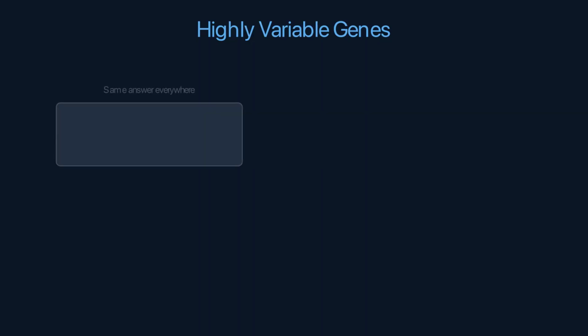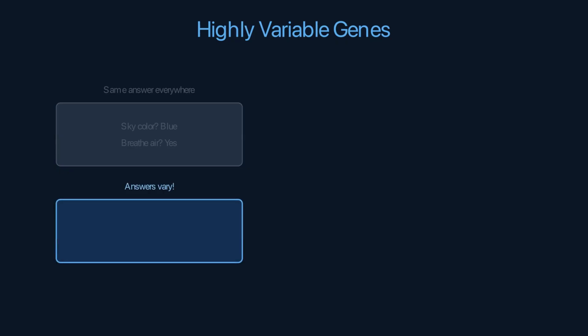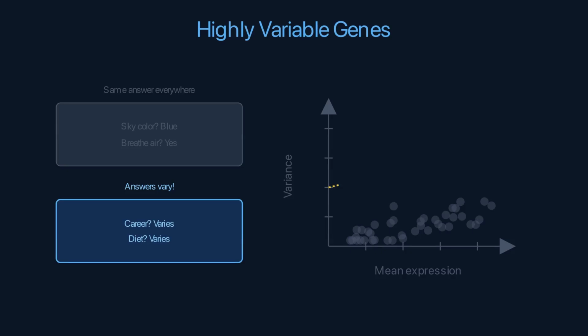20,000 questions on each form. But most questions got the same answer from everyone. What color is the sky? Blue. These aren't informative. You want the questions where answers actually vary between people: political opinions, dietary preferences, career choices. These are the highly variable genes.